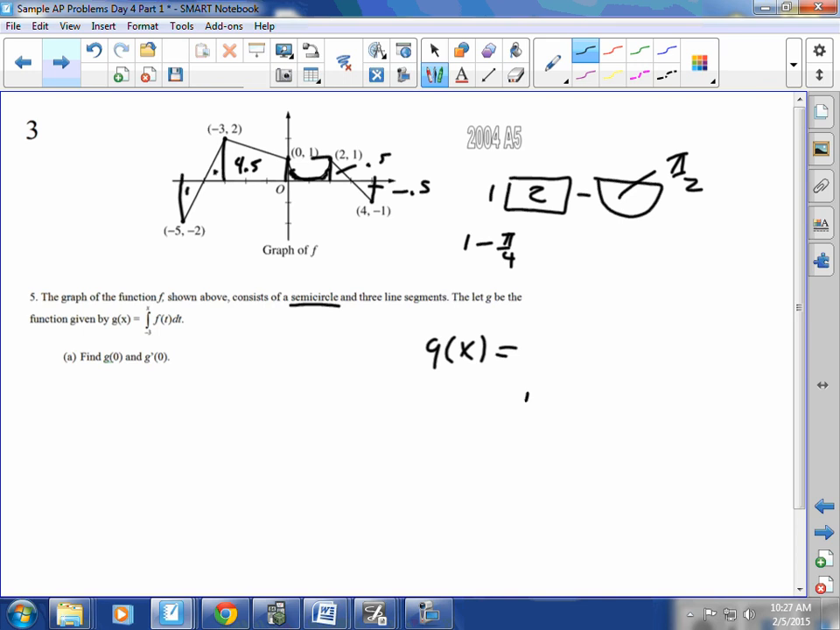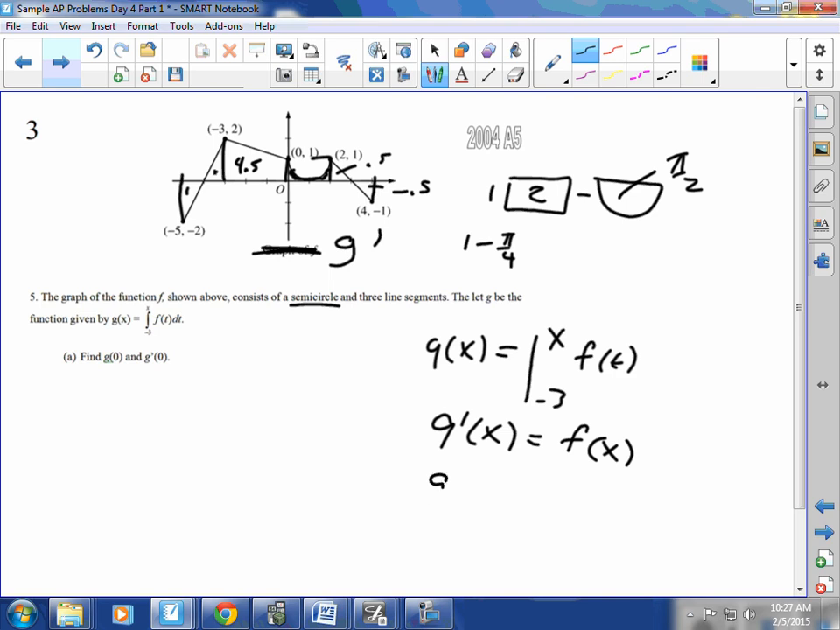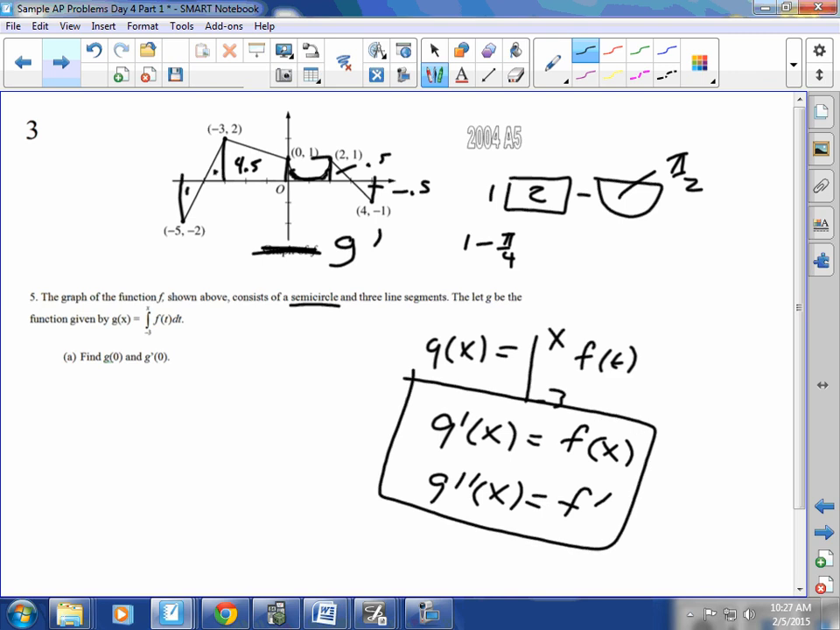G of x is the integral from -3 to x of f of t. What is g prime of x? I would immediately go right up here and scratch this out and say this is g prime. And what is g double prime? Really important that you put that claim down. Write it on your paper. Don't just have it in your head.